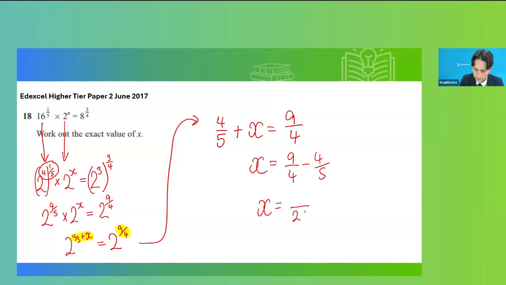Common denominator is 20. So I times this by 5/5, which would be 9/4 is the same as 9 times 5, 45/20. And 4/5 times that by 4/4 is the same as 16/20. And then I can do that, take away that. So that would be 29/20.